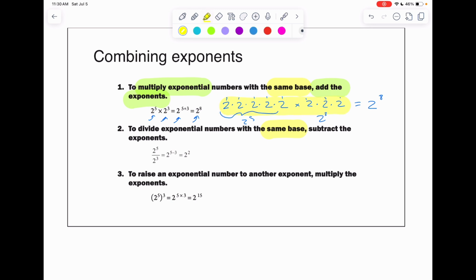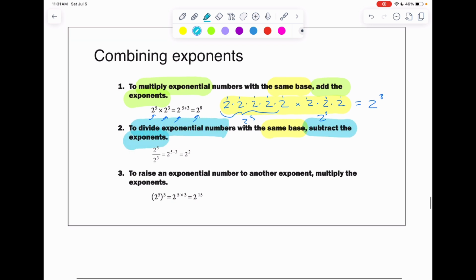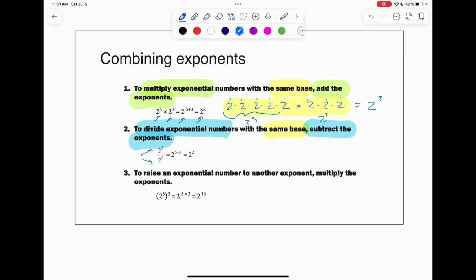Now, when we divide exponential numbers that have the same base, we subtract the exponents. So if I have 2 to the 5th on top and 2 to the 3rd on bottom, and we're dividing them, that will become 2 to the 5 minus 3, or 2 to the 2. Let's see why. If I have 2 to the 5 on top and 2 to the 3 on bottom, I have 2 times 2 times 2 times 2 times 2 in the numerator, and 2 times 2 times 2 in the denominator.